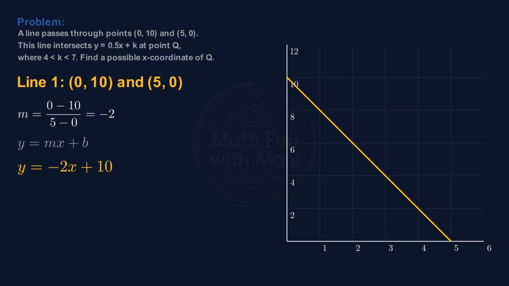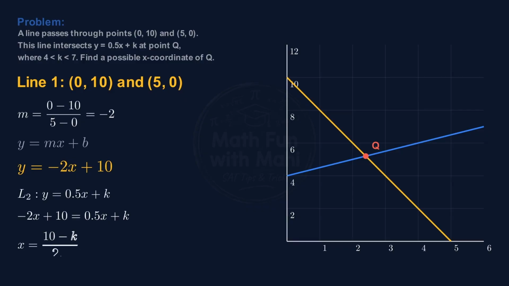We are told line 2 is y is equal to 0.5x plus k. We don't know k yet, but we know it's sliding between 4 and 7. At this point, where both lines meet, which is point Q, the equations of both lines should be equal. So let's set both line equations equal to each other. A little algebra reveals our master formula for x, which is x is equal to (10 minus k) divided by 2.5. Now, watch the magic.